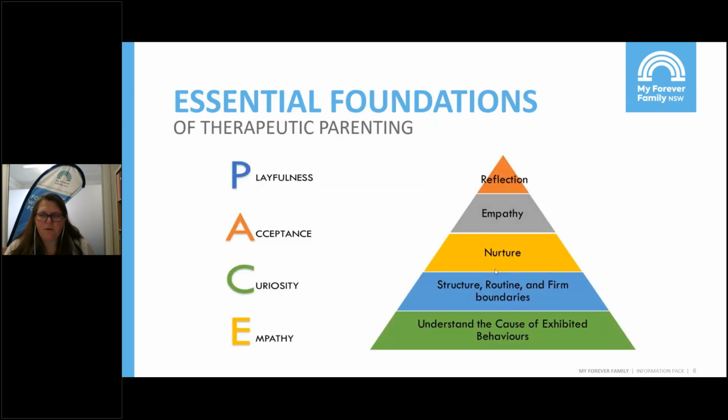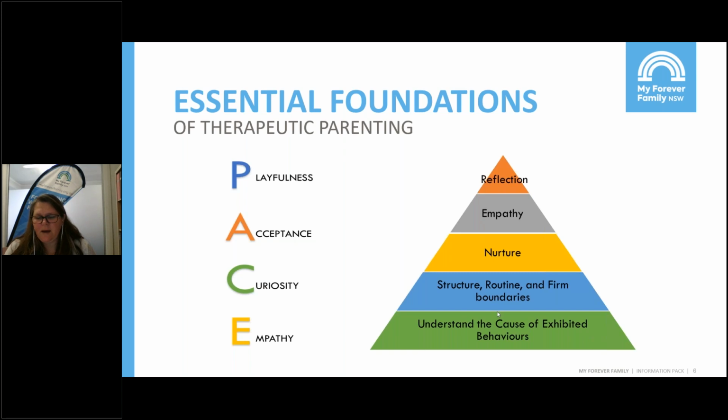Okay, so these are the models that we use in therapeutic parenting. On the left side, I've got Dan Hughes's PACE model: playfulness, acceptance, curiosity, and empathy. And on the other side, I've got the therapeutic parenting triangle.